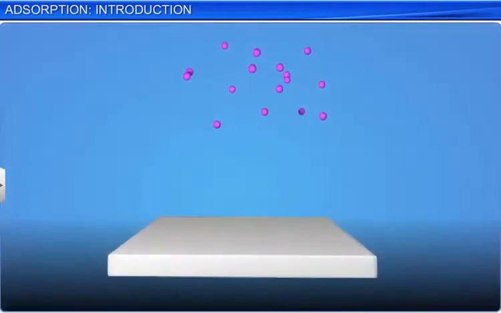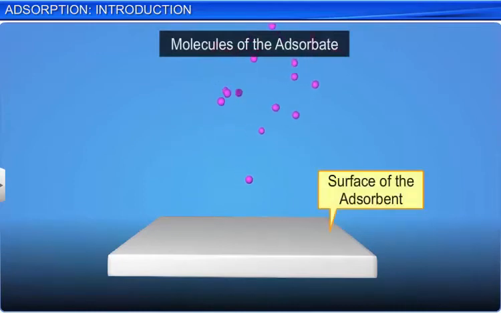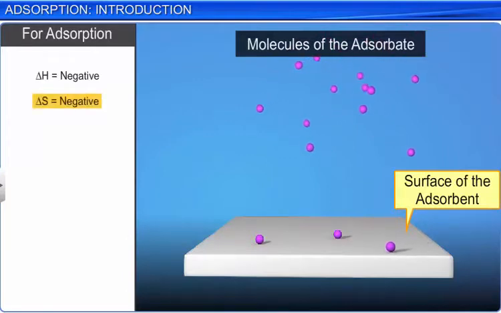This implies that some energy is released when the molecules of the adsorbate get attracted to the surface of the adsorbent. That is, the change in enthalpy, delta H, is negative for the process. Also, the degree of freedom of the adsorbate decreases upon adsorption, which means that the change in entropy, delta S, is also negative for the process.